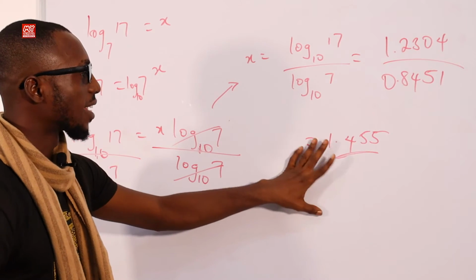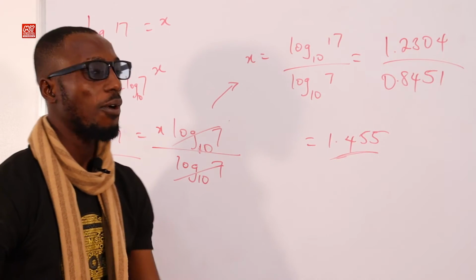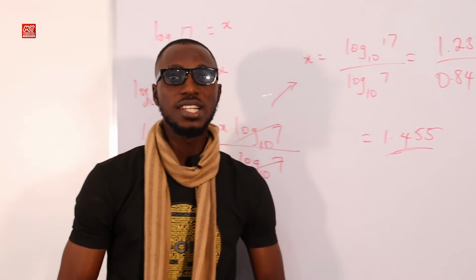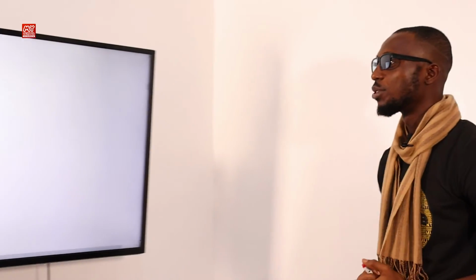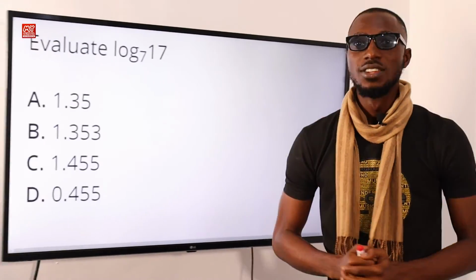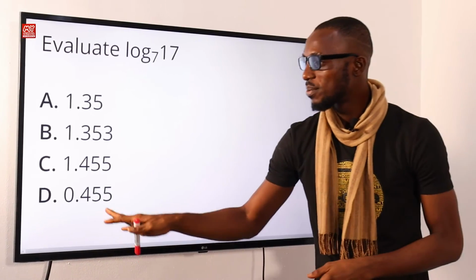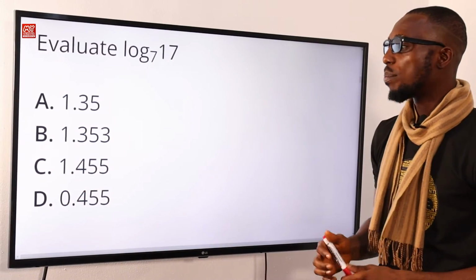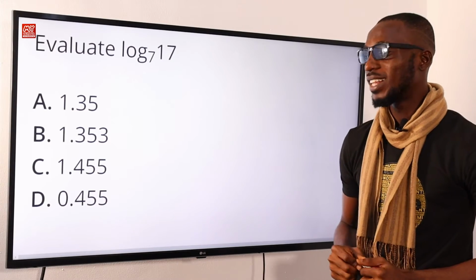So this is X. X is 1.455. Join me as we go back to the screen to select the correct option. So going through the options given to us, we can see option C, 1.455, as the correct option.